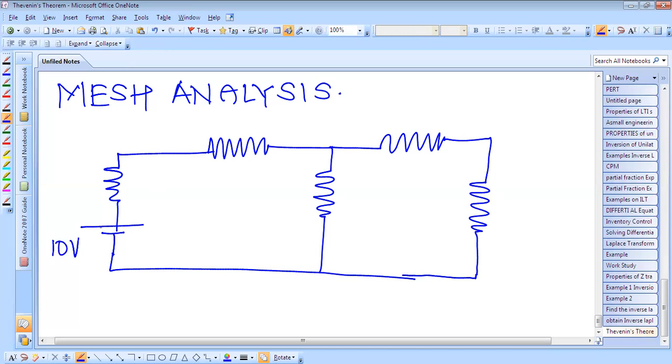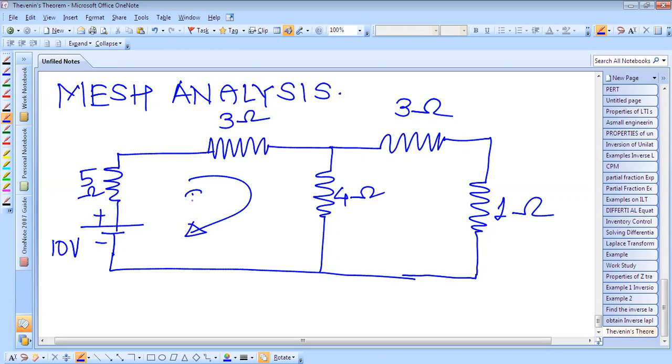This is a 10 volt supply. This is 5 ohm. This is 3 ohm. And this is again 4 ohm. This is 3 ohm. And this is 1 ohm. You have to find this mesh current I1 and this another mesh current I2.